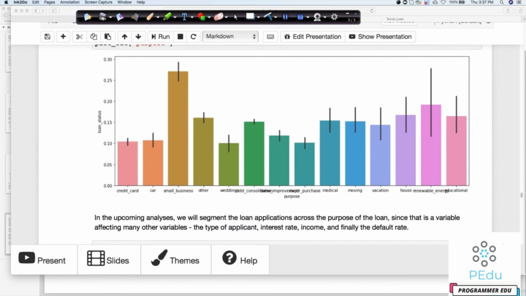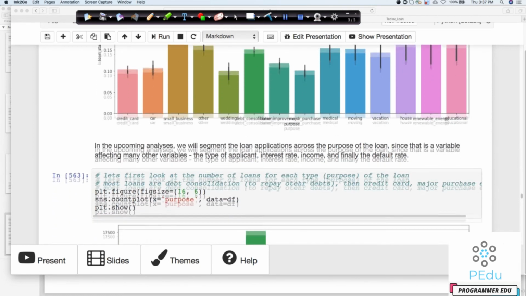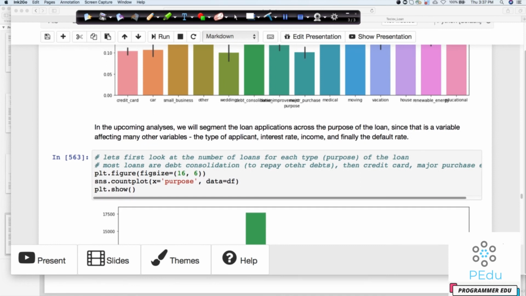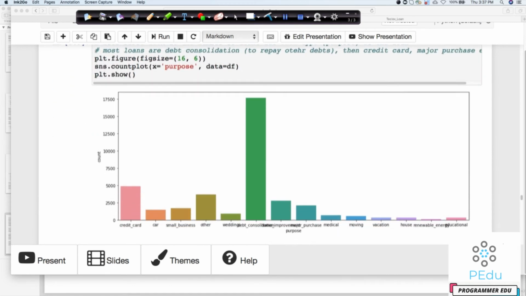Here, if you remember, small businesses were creating more of the risk factor. After that, we would like to look at the purpose of the loan. The purpose of the loan is given in the data set, and there can be various purposes. Maybe I would like to take a loan to pay my credit card bill. Maybe I would like to take a loan for paying some other debt. Maybe a home loan, a different kind of purpose.